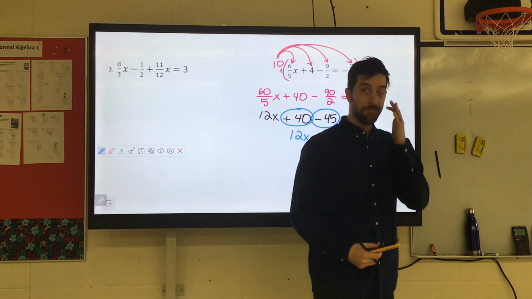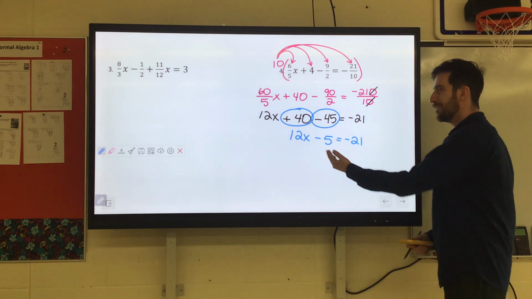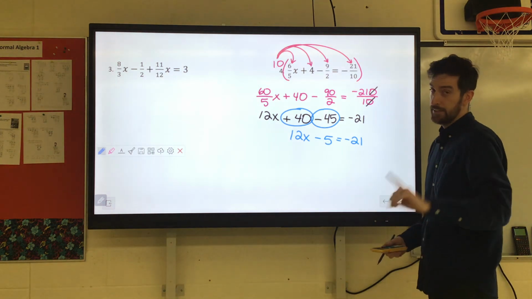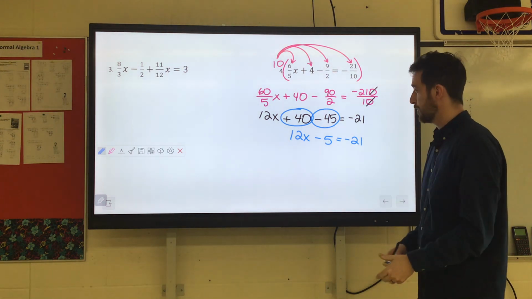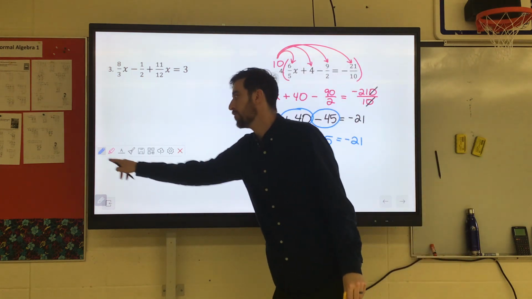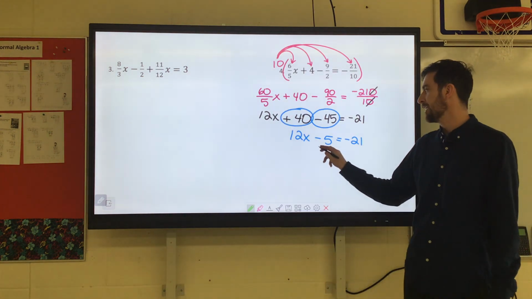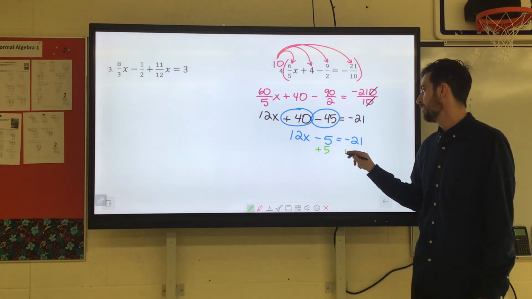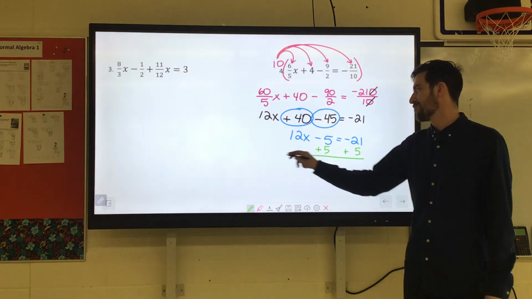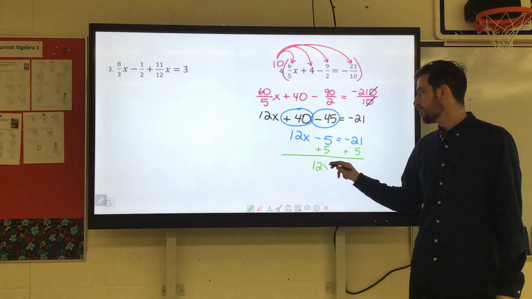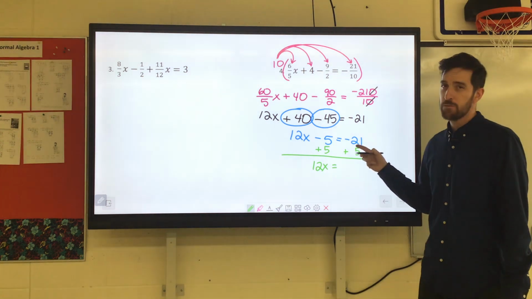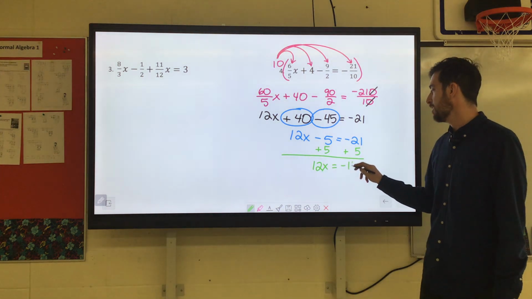Step 3 says get the variables onto one side. We already have them. They're only on the left side. That won't always be the case, but it is for this one. So now we're to the last 2 steps. Undo addition and subtraction. I see minus 5. Hey, let's add 5, huh? 12x equals negative 21 plus 5 is negative 16.